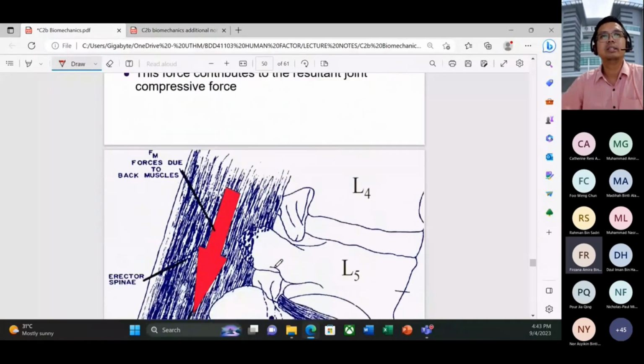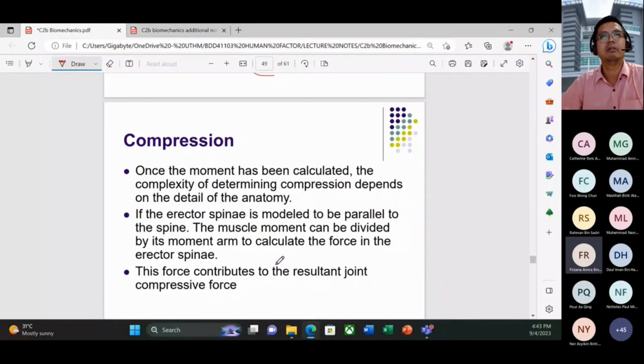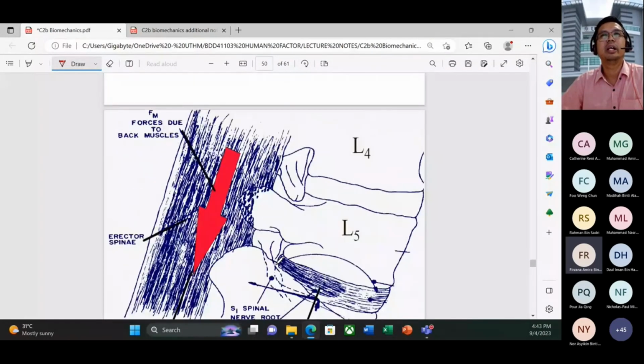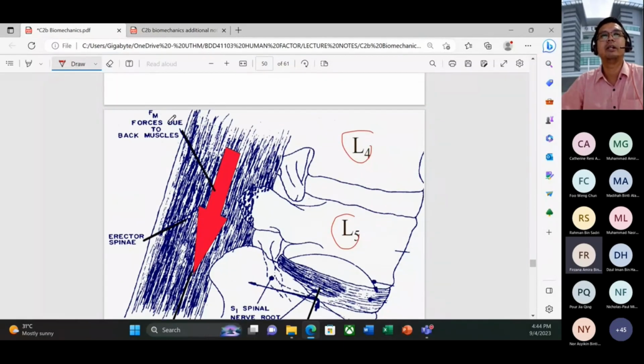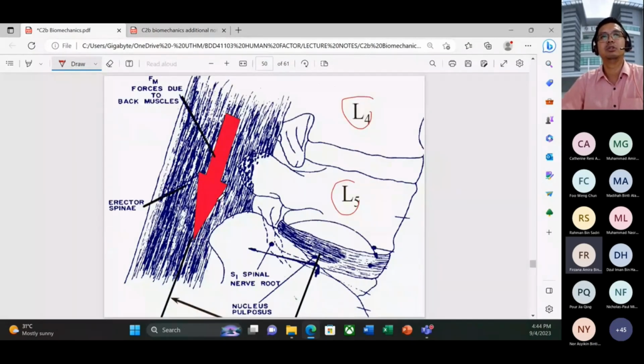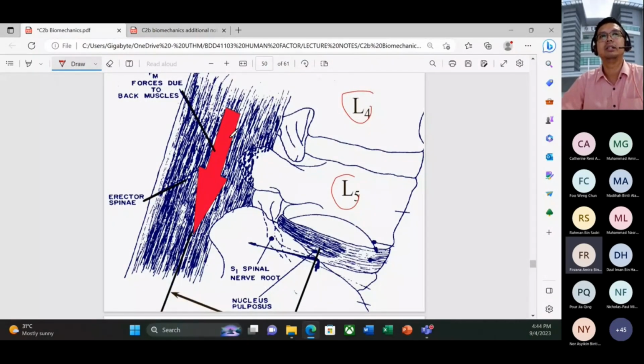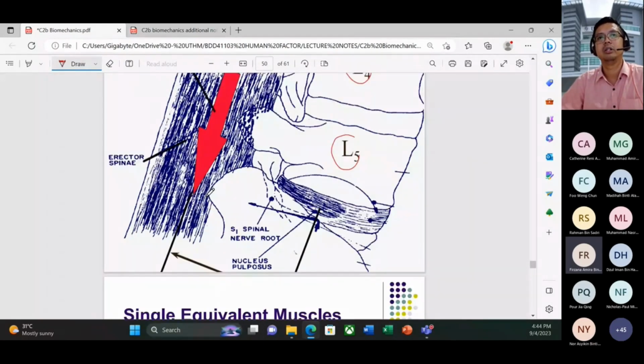Okay, so this is a compression force, what we call a force due to the back muscle compression. In our spinal cord, this is L4, this is L5. So this is a force FM. FM stands for the muscle force, the force due to the back muscle. So we want to calculate it here. This is the erector spinae and others.